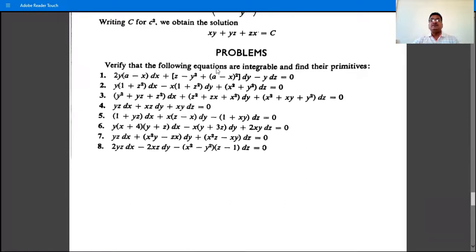So these are some mixed problems. That is, these are what? The question is what? Verify that the following equations are integrable.